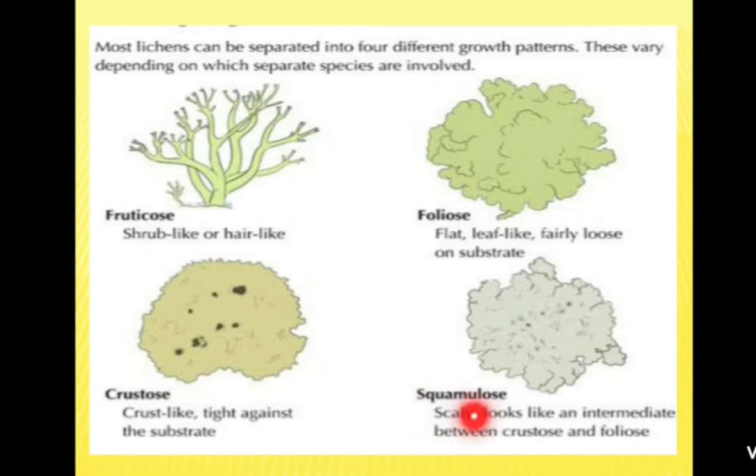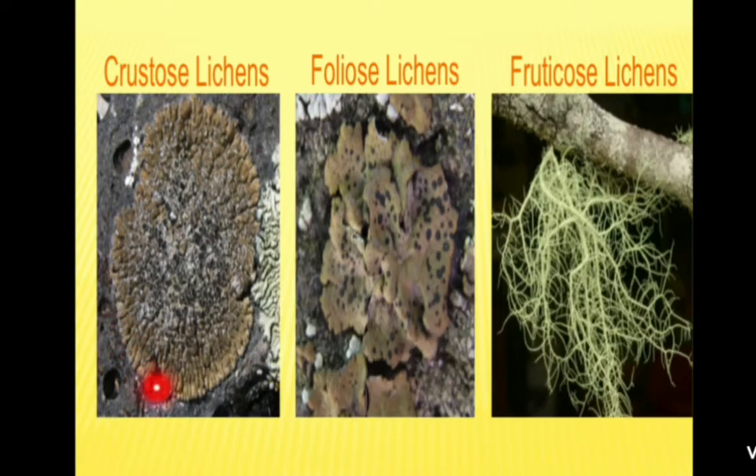Then squamulous lichen, intermediate between crustose and foliose lichen. Main three types: crustose lichen, crust-like; foliose lichen, leaf-like; and fruticose lichen. These are hair-like or finger-like and branched shrubby.